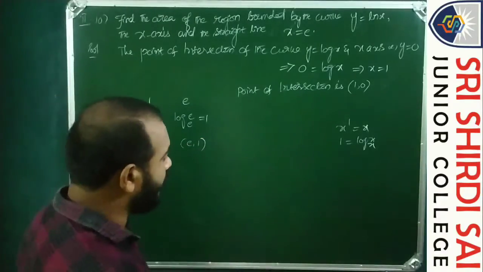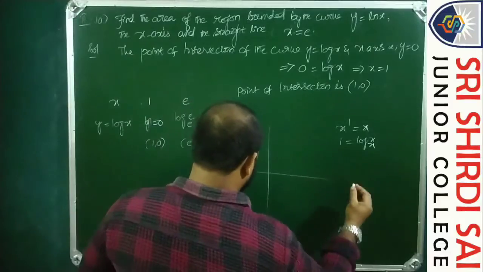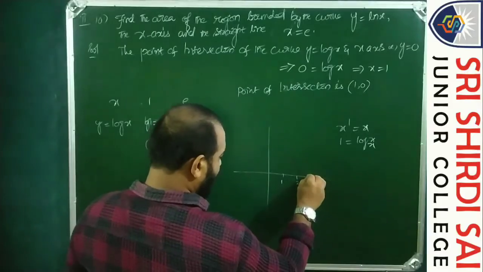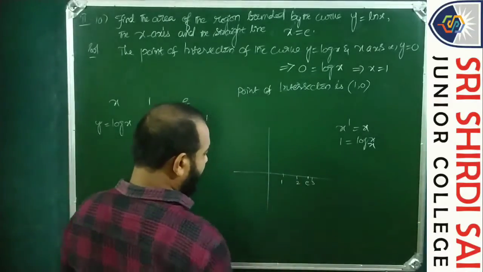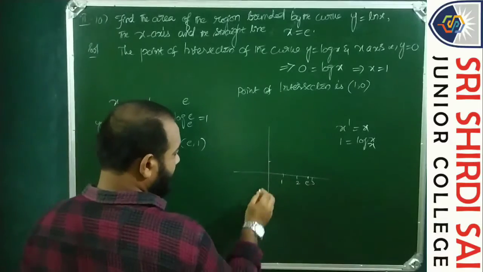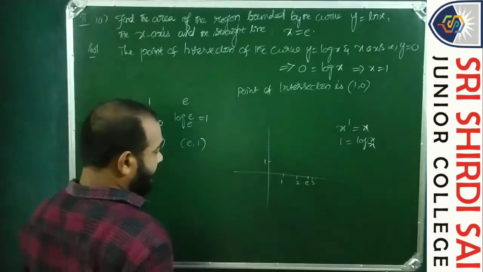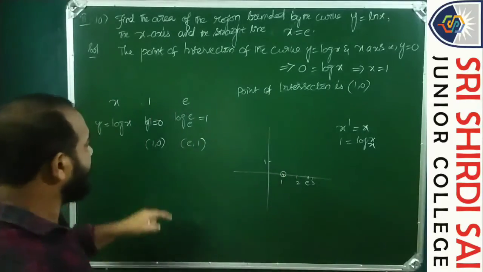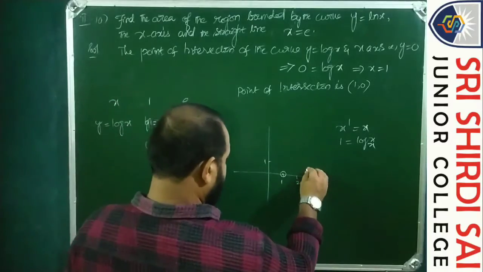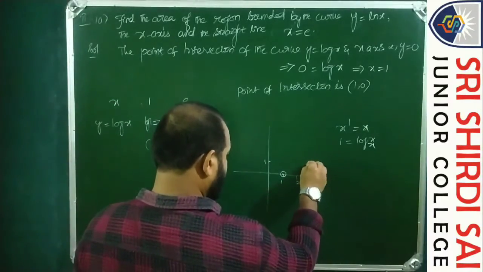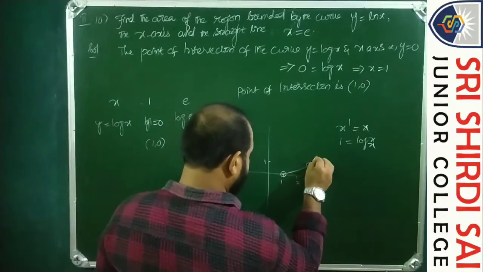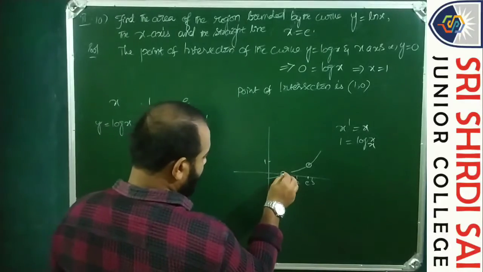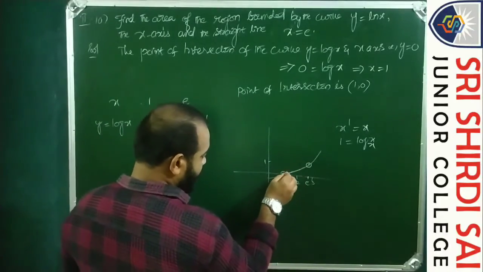So let us try to draw the diagram now. This is 1, this is 2, 3, 2.7 is somewhere here. This is the point e. Now this is 1. So 1 comma 0 will lie here and e comma 1 will be here. That means this is the log x curve.